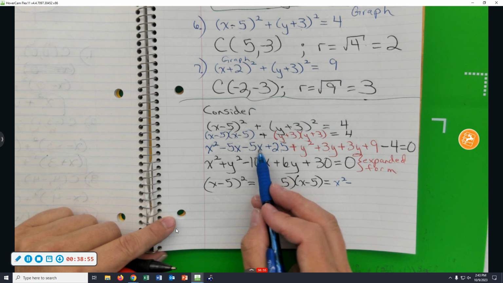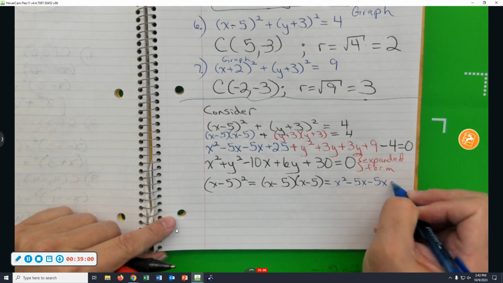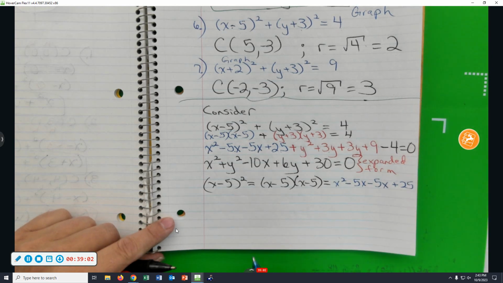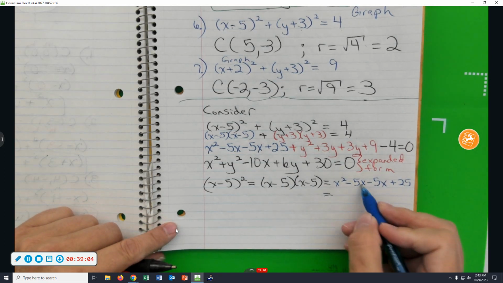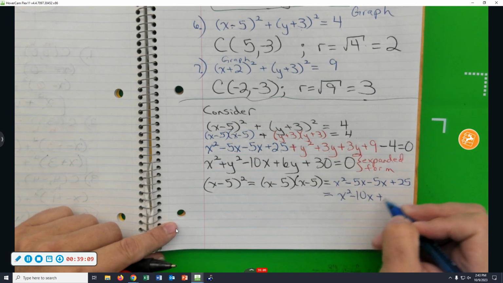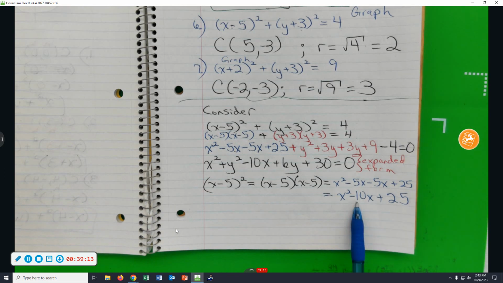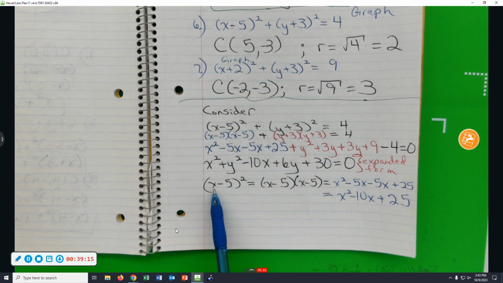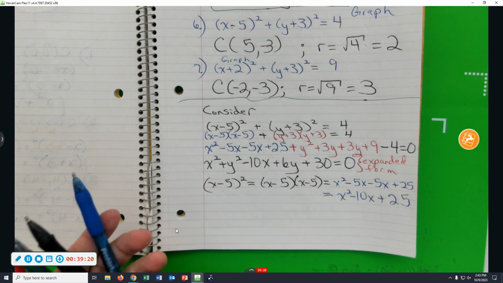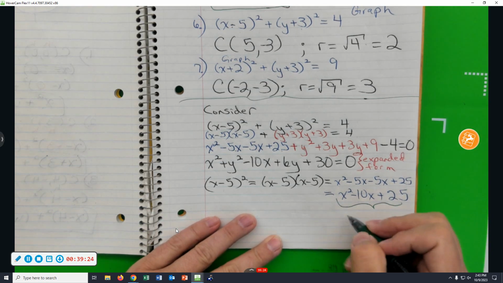Minus 5x plus 25. We could combine those terms there to get x squared minus 10x plus 25. Any trinomial that can be factored as a binomial squared, a binomial times itself, is called a perfect square trinomial. This thing here is a perfect square trinomial.